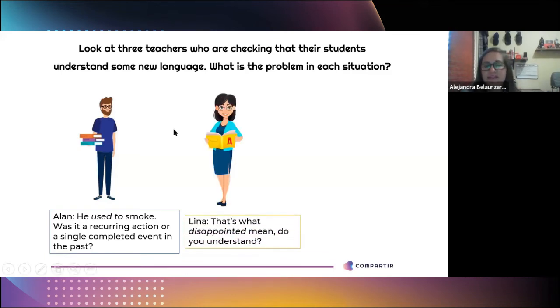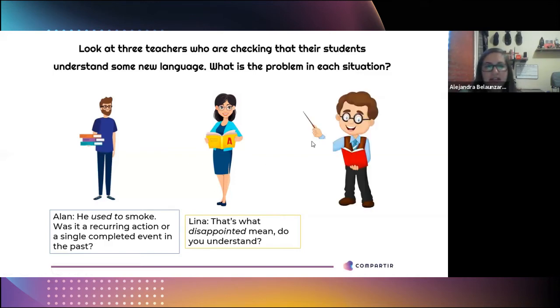Now, I have this teacher, Lina, and she says, that's what disappointed means. Do you understand? What we have been saying, okay? This is definitely not going to work because everybody is going to say yes, and I'm not going to actually know if they understand disappointed or they don't. The important thing is to explain, like probably tell a story about a time when she was disappointed, relate to real life. So no, this wouldn't be a good idea.